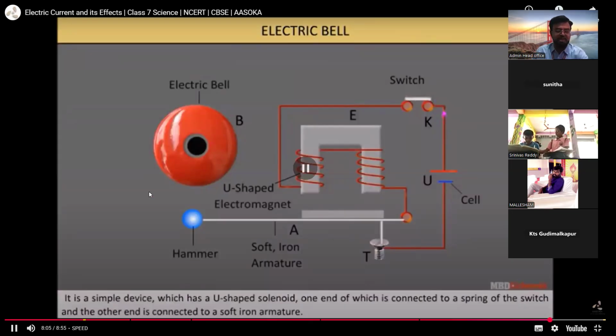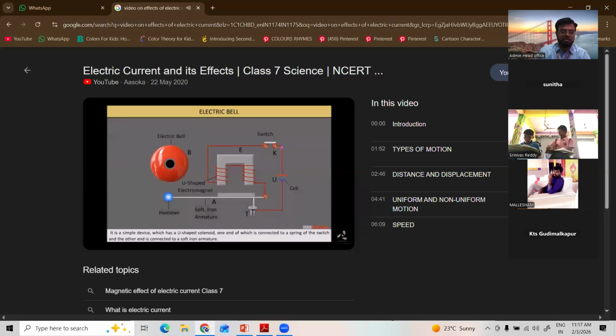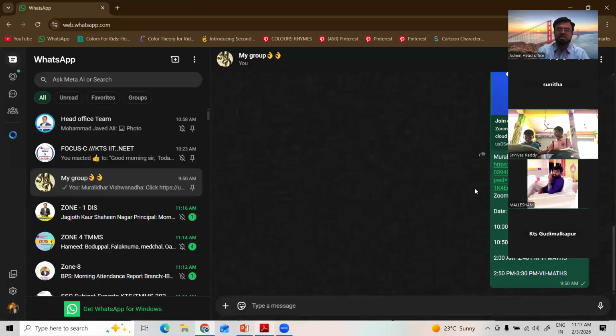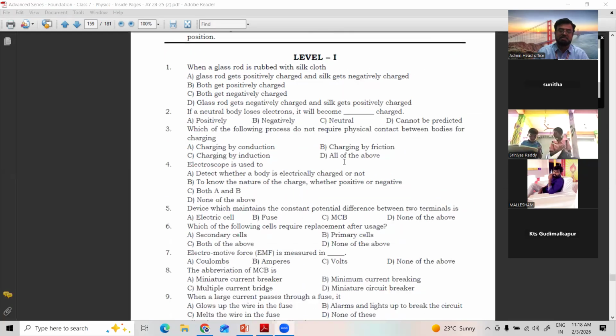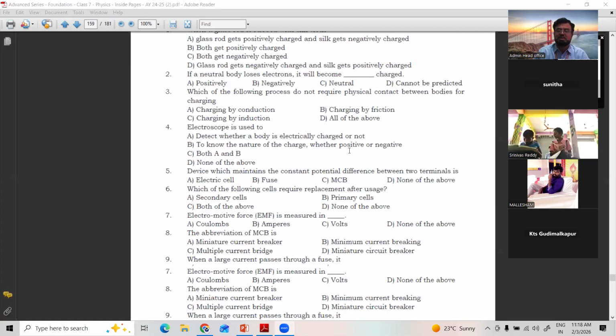So it's a wonderful explanation about the total chapter. All the effects of electricity are seen in the single video, not only magnetic effects, not only safety devices, it also explains the heating effects, lighting effects, and magnetic effects, which we are going to learn in the next classes, right? In detail. So this is one part of the chapter.